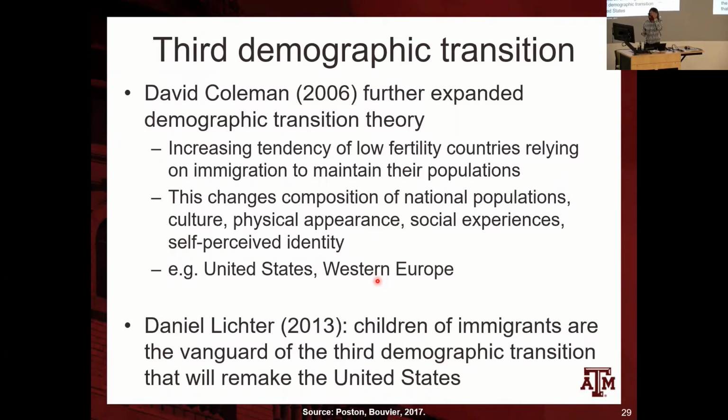And Lister, for the specific case of the US, even mentioned that the children of immigrants are the vanguard of the third demographic transition that will remake the US. Who are the children of immigrants? The second generation, right? The ones whose parents, or at least one of their parents, were born outside of the US and they are born in the US. These people are becoming a bigger proportion of the US population. And they will be important for future generations. But this debate here is not settled.